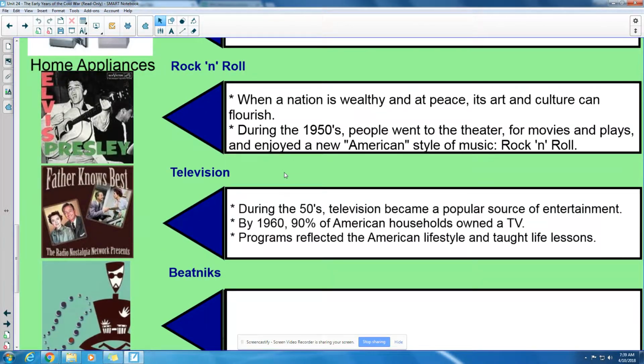We also see an explosion in television. This becomes the golden age of American television. It becomes a very popular source of entertainment. By 1960, 90% of American households own a TV. And they're all sitting at home watching these programs, which, it's worth mentioning, we're only talking about a time when there were 5 or 6 channels. ABC, NBC, CBS, those were the big three.